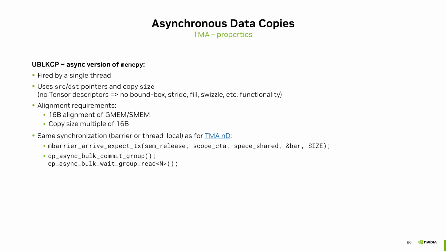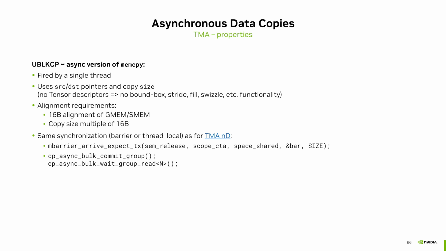It takes source and destination pointers and a copy size. So there is no tensor descriptor, which means that you lose all the geometric functionality like swizzling, going out of bounds, and so on. Alignment requirements are slightly less strict. Your shared memory, instead of being aligned by 128 bytes, only needs to be aligned by 16 bytes. And then synchronization is very similar to multidimensional TMA copies. You can either synchronize it with barriers or at a thread-local level. OK, we are done with the longest topic, I believe.